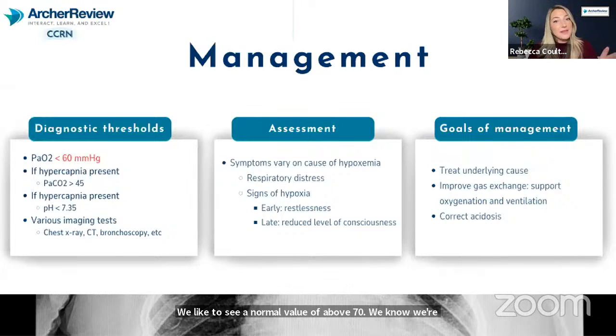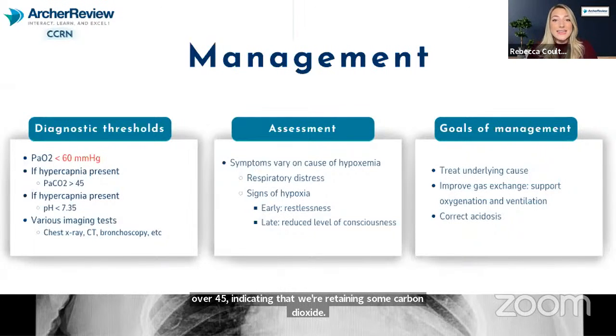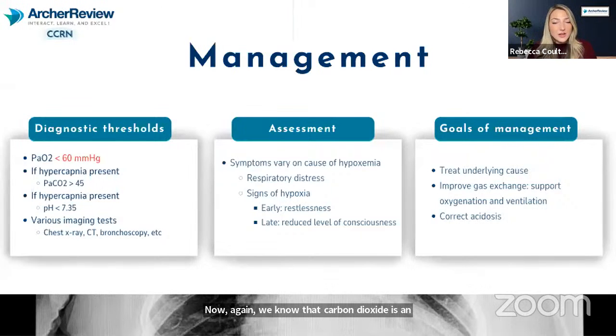Now, if hypercapnia is present and we're in type 2 respiratory failure, we're also going to see a PaCO2 of over 45, indicating that we're retaining some carbon dioxide. Now, again, we know that carbon dioxide is an acid and it's going to affect our pH. So what do we think is going to happen to our pH if we're hypercapnic? It's going to be reduced, right? So we're going to see a reduction in pH, indicating acidosis.